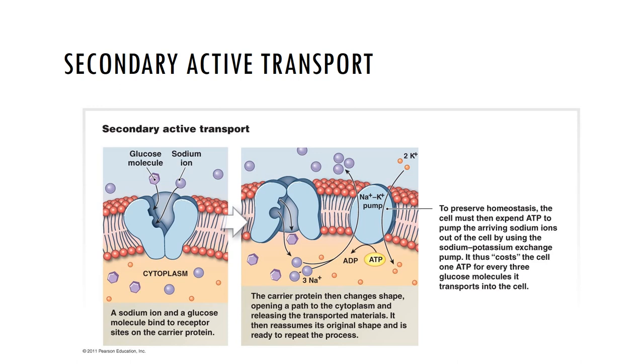Co-transport allows substances to be transported. We can transport more than one substance at a time. Sometimes we can transport substances in the same direction, which is known as symport, or sometimes we can transport substances in opposite directions, which is antiport.